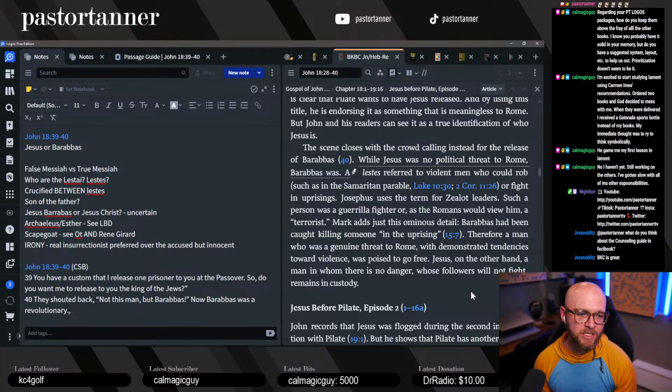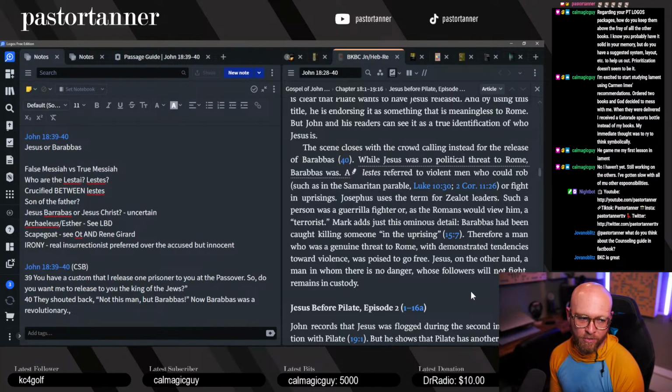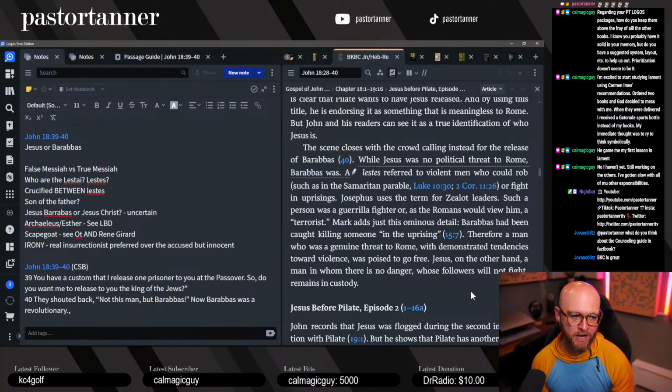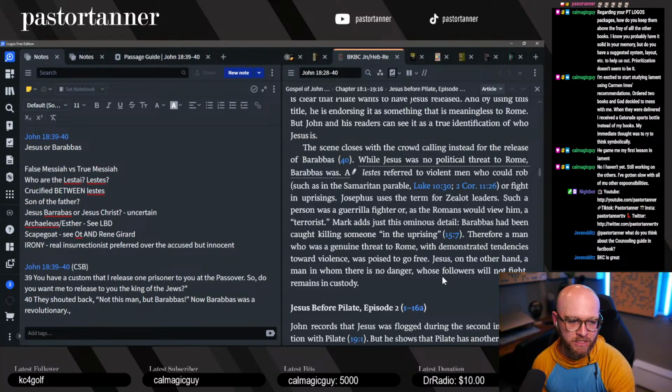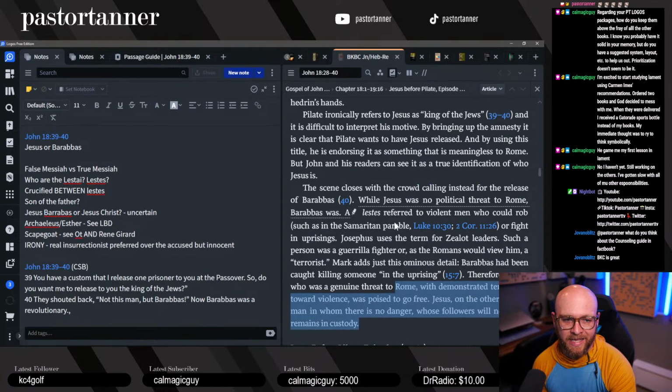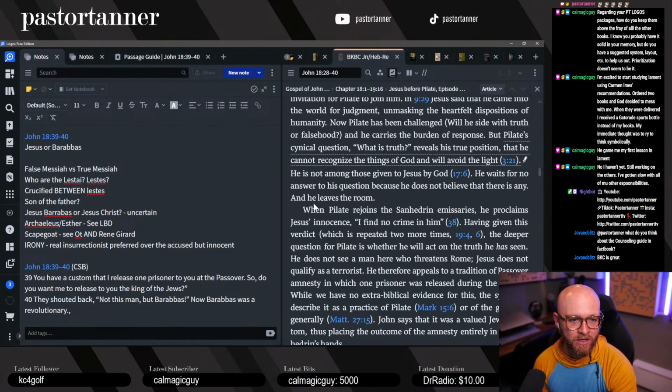Mark adds just this ominous detail. Barabbas had been caught killing someone in the uprising. Therefore, a man who was a genuine threat to Rome, with demonstrated tendencies towards violence, was poised to go free. Jesus, on the other hand, a man in whom there is no danger, whose followers will not fight, remains in custody.